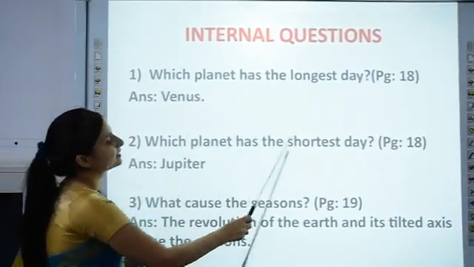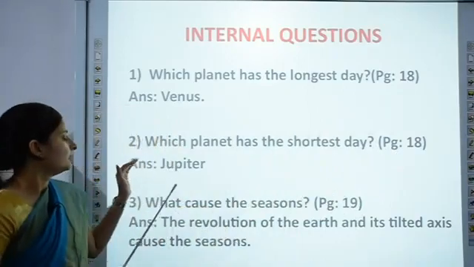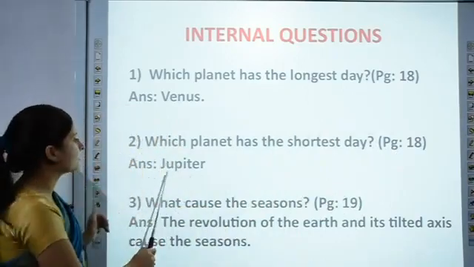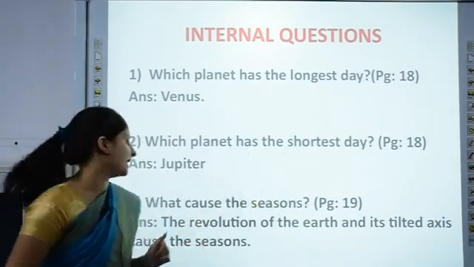Which planet has the shortest day? You can take out page number 18, there you can write down the question. The answer will be Jupiter. Jupiter is the planet which has the shortest day.